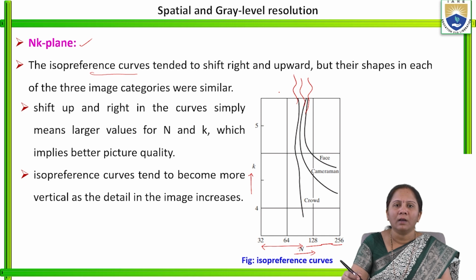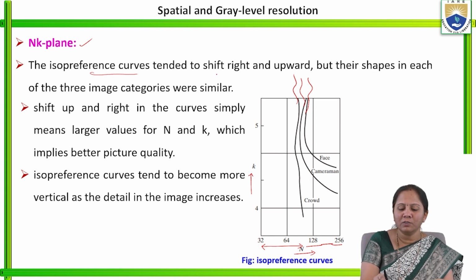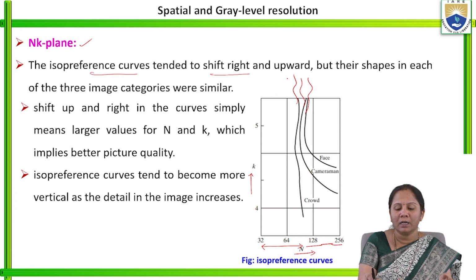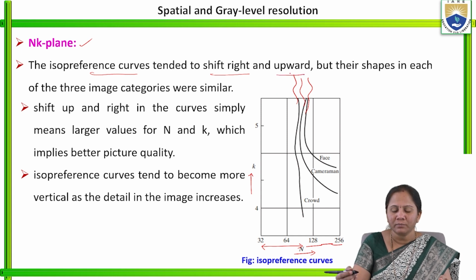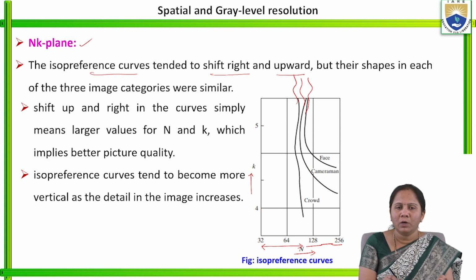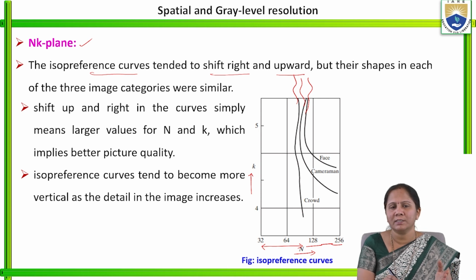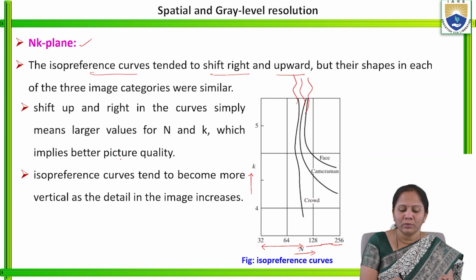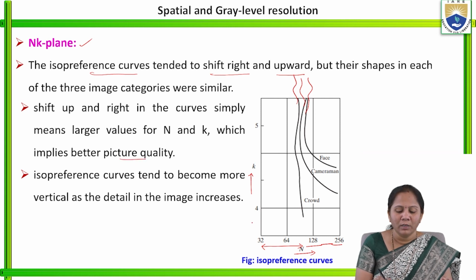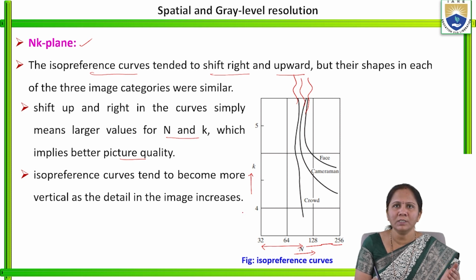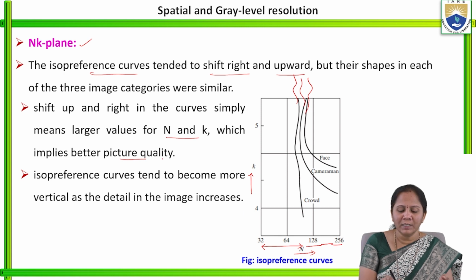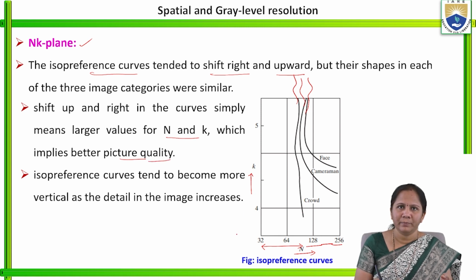In these iso preference curves, we can observe that the curves are shifting towards the right and shifting upward as the values of N and K increase. If the curves shift towards the right and towards the top, it is related to the picture quality. So for larger values of N and K, the curves shift towards the right and the top, which implies the picture has better quality.